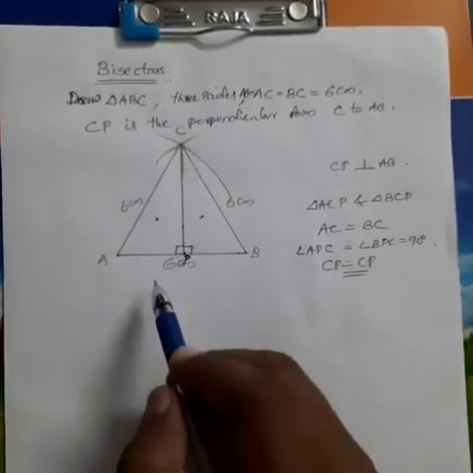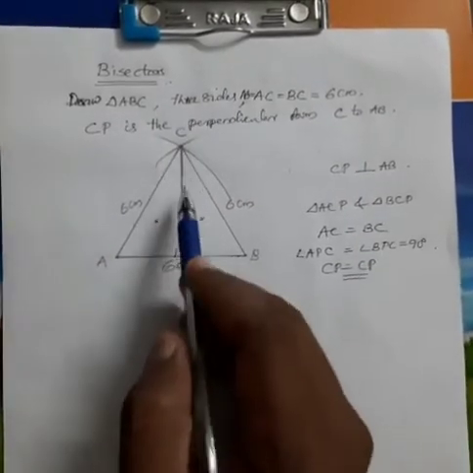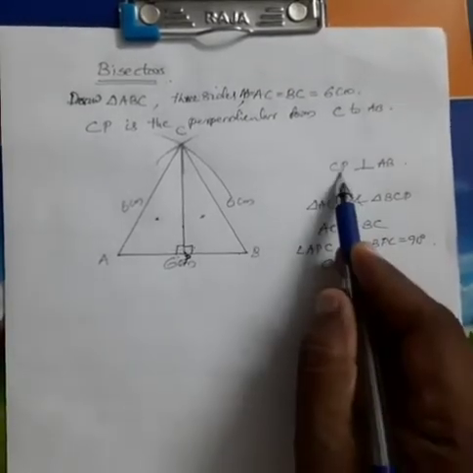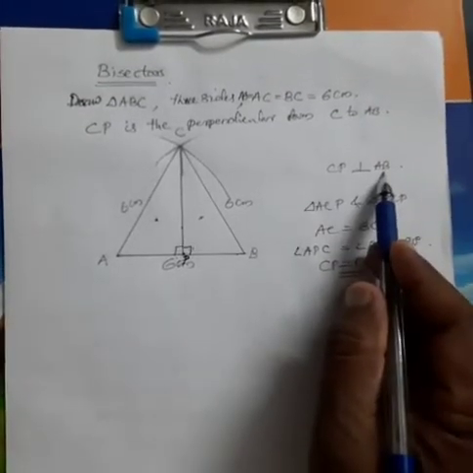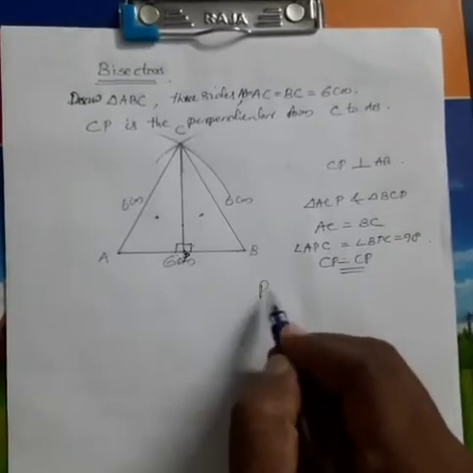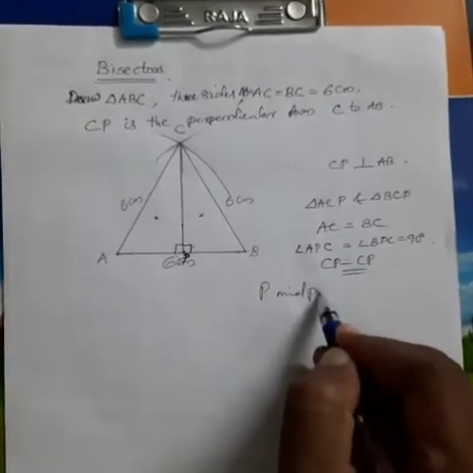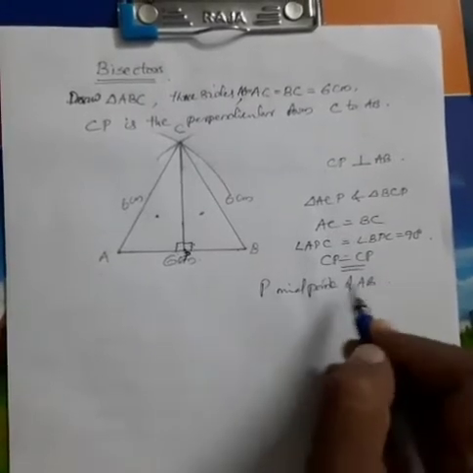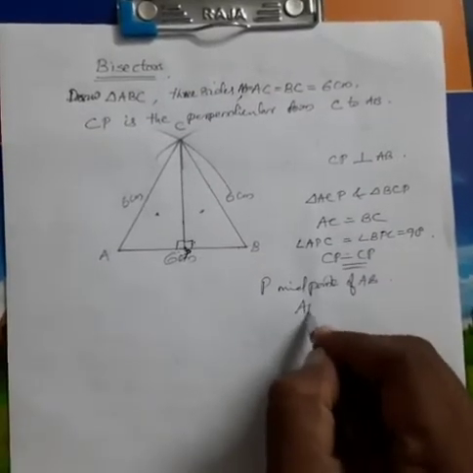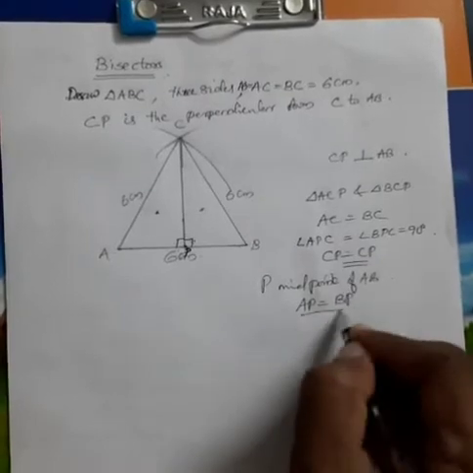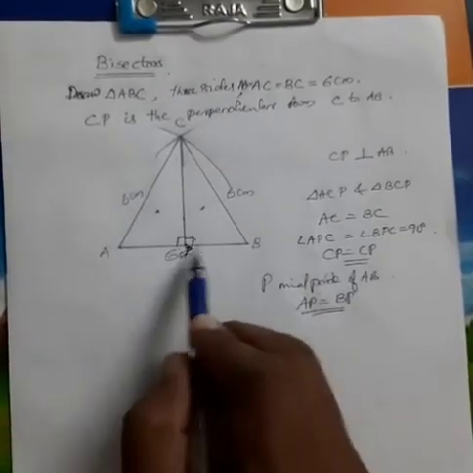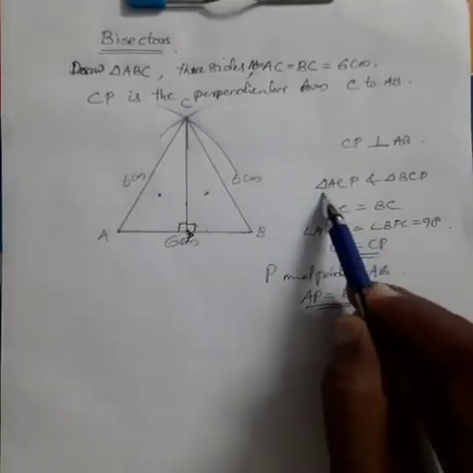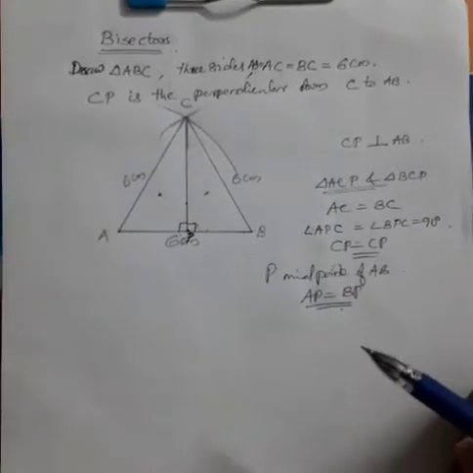Then one more thing, P is the midpoint of AB because CP is perpendicular to AB. If P is the midpoint, you can write AP is equal to BP. These two sides are also equal. Here these two triangles are also equal.